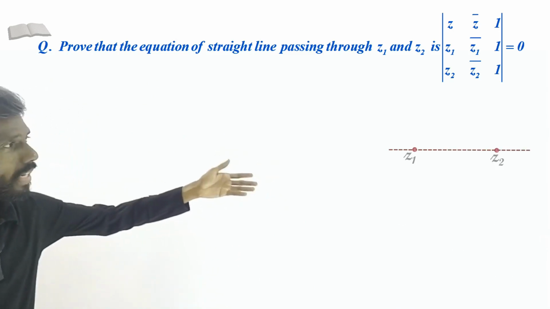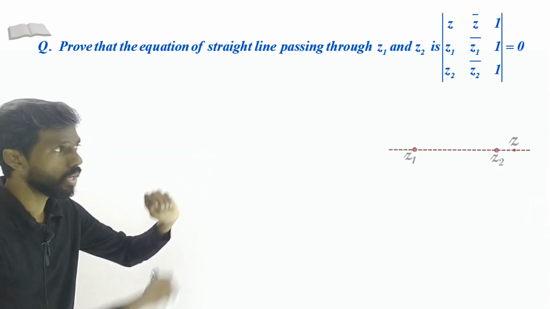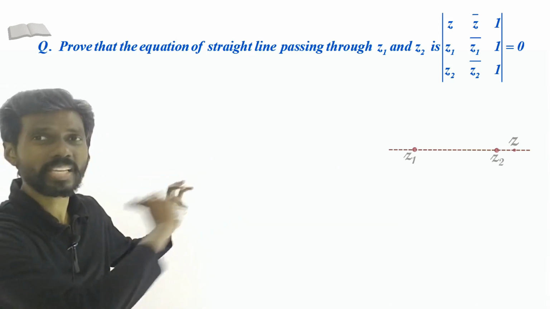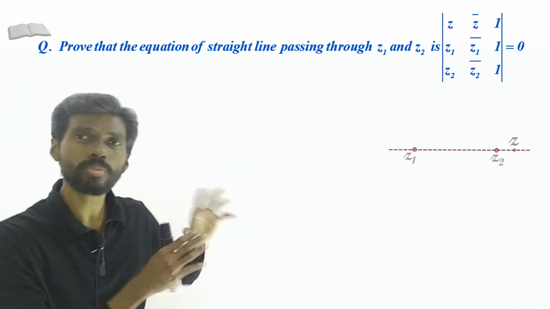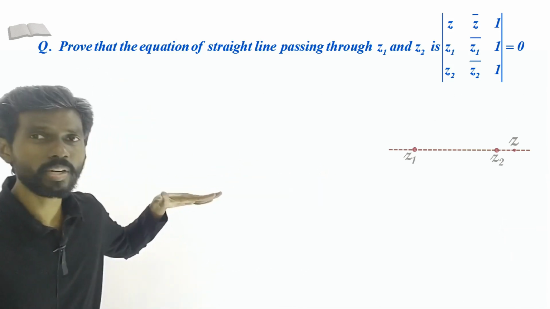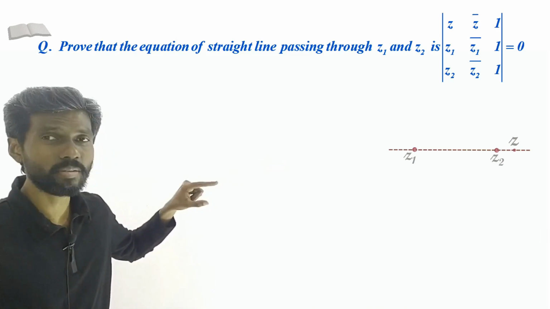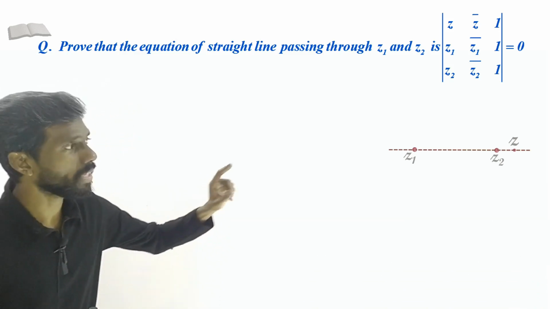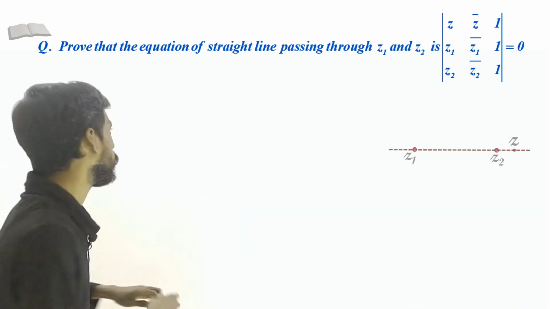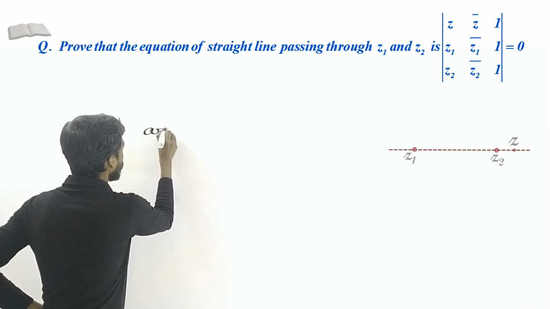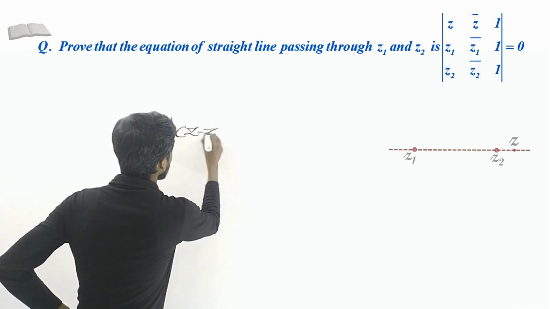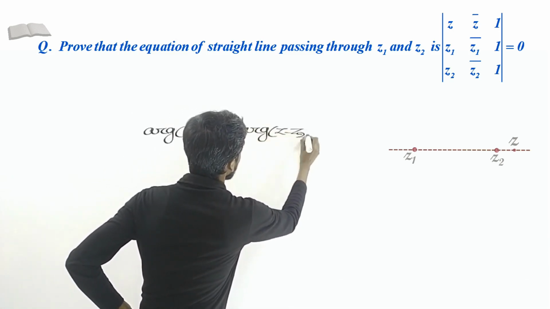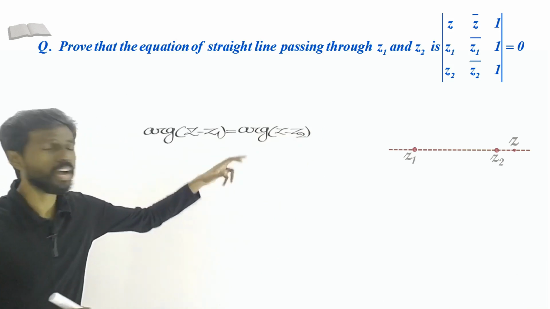Take a point z on the same straight line. Now see, z minus z1 represents the same line, right? And z minus z2 also represents the same line. So the argument of z minus z1, that is the argument of the line, the angle made by the line with the x-axis. What is the argument of z minus z2? That is the same thing. So this is what we observe: the argument of z minus z1 is the same as the argument of z minus z2, because both represent the same line.